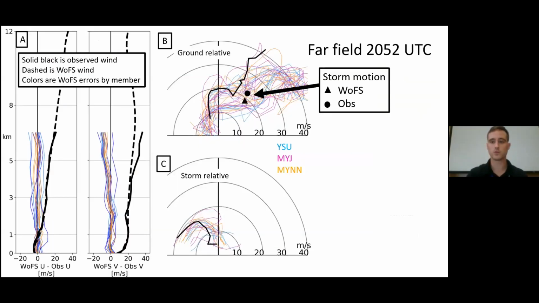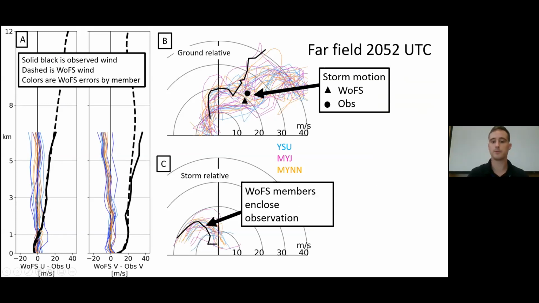Now, again, looking at that 2052 UTC radiosonde observation with the vertical profiles and error on the left and the ground relative and storm relative photographs here. And this time, we can see that there is a bit of a difference in the storm motion vectors between WoFS and the observed. The observed storm motion is a bit faster than WoFS. However, the WoFS members, even in a storm relative sense, do enclose the observation, and so this is perhaps what contributes to smaller errors in SRH.